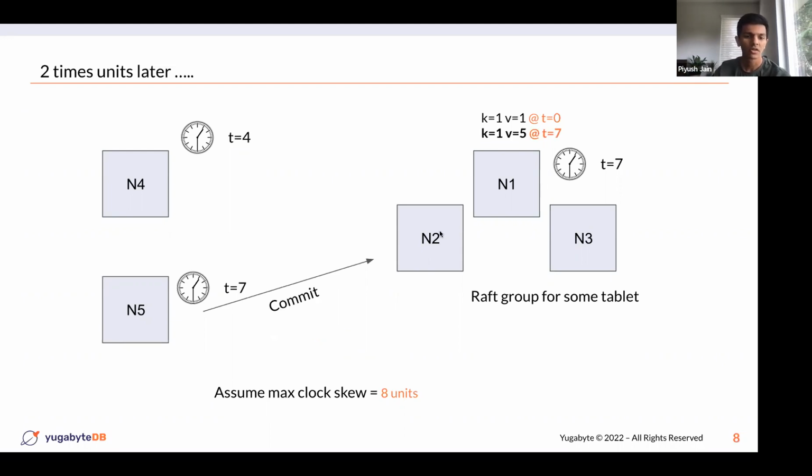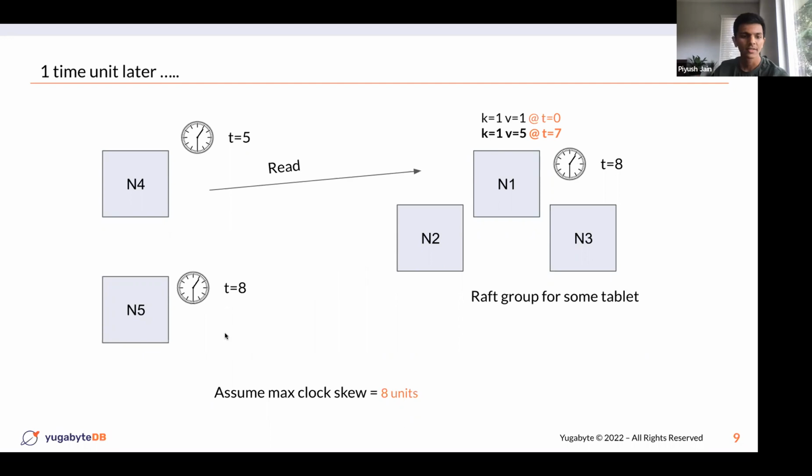Now, clocks move. So the real time moves ahead by 2 units. Clocks also bump up by 2 units everywhere. And the user commits at t equals 7, right? If the user commits at t equals 7, the provisional entry gets written to the database forever with k equals 1, v equals 5 at t equals 7. And remember, we are MVCC, so we store all versions. We store a timeline. So this is the state now. We wrote this, fine. Everything is fine.